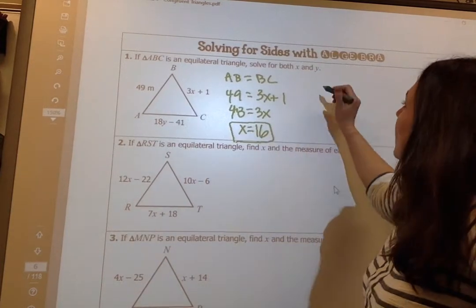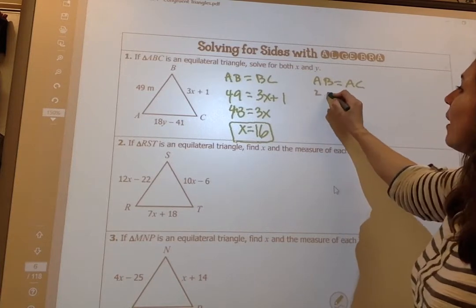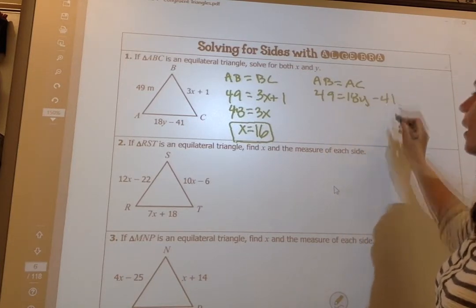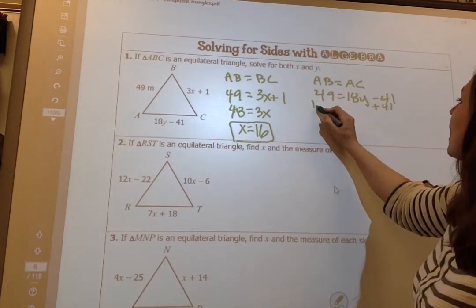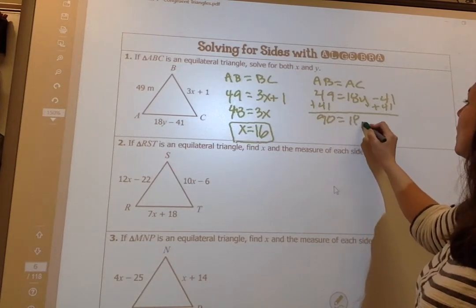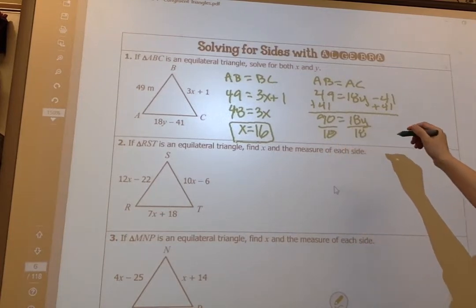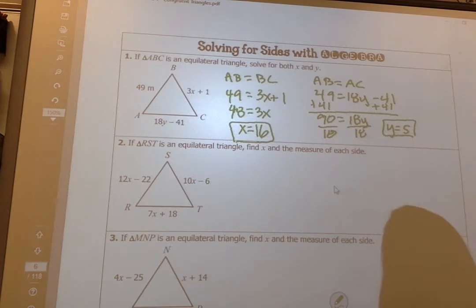And I'm going to do the same thing. I'm going to set AB equal to AC, and now I have 49 equals 18y minus 41. So now I'm just going to solve for y. I add 41 to both sides, additive inverse. I get 90 equals 18y. When I divide both sides by 18, y is going to equal 5. So I have solved for both x and y.